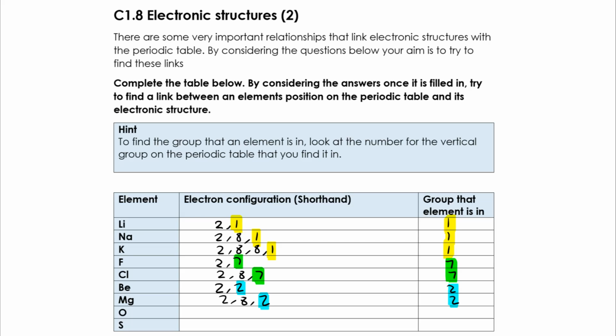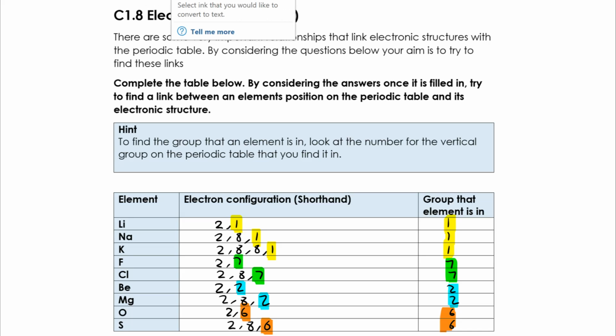Beryllium and magnesium, 2, 2 and 2, 8, 2. They both have 2 electrons in the outer shell. They're in group 2. And finally, bringing us to the end of this topic, oxygen and sulfur are in group 6. Their electron configurations respectively are 2, 6 and 2, 8, 6. So as I say, that takes us to the end of the atomic structure topic. A lot of what you've talked about or reviewed in here will come up in subsequent topics. So it's definitely worth going through these as a foundation to build on.